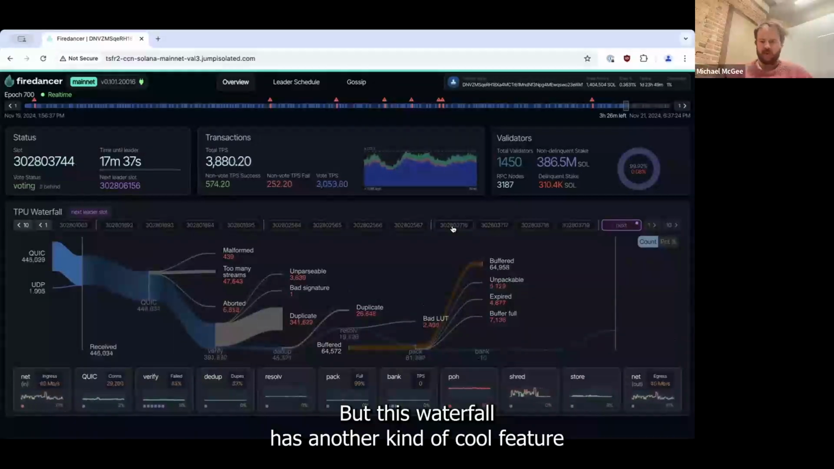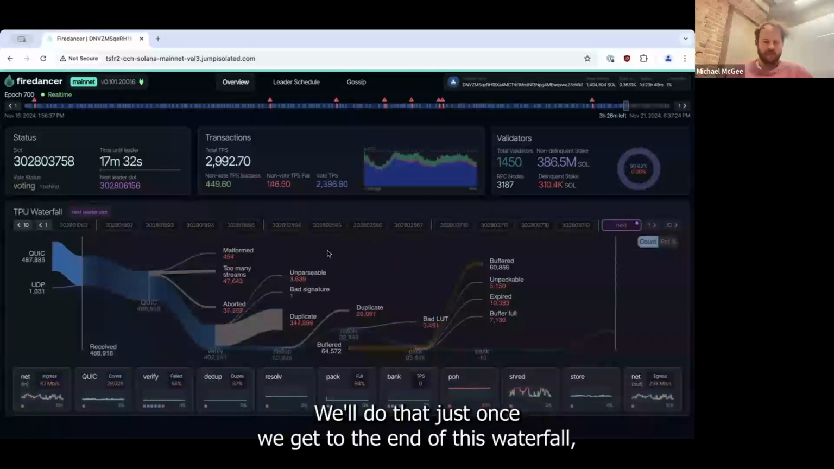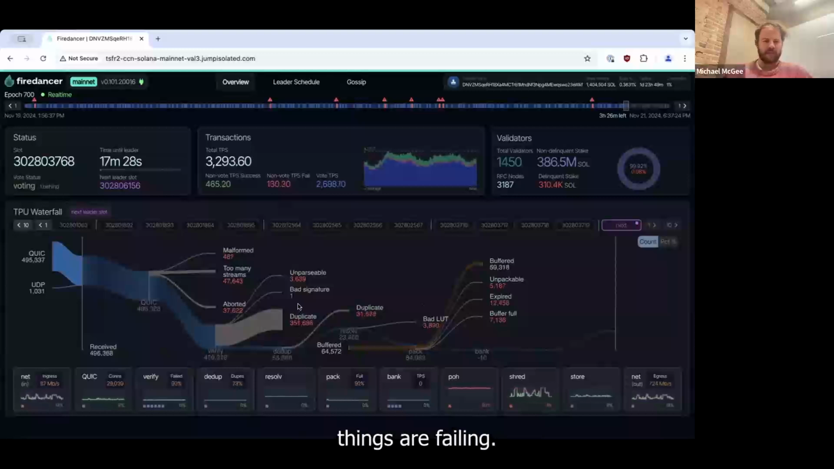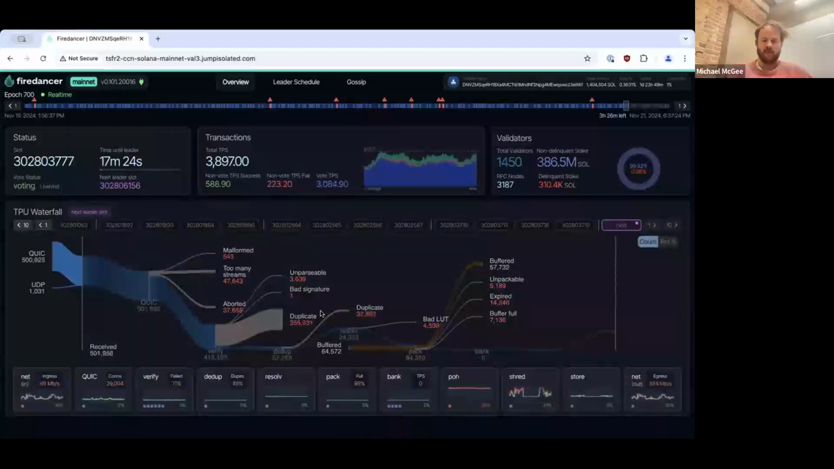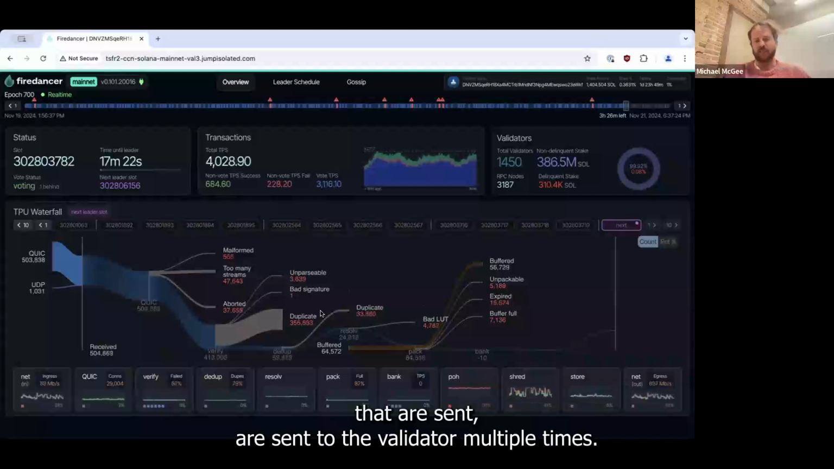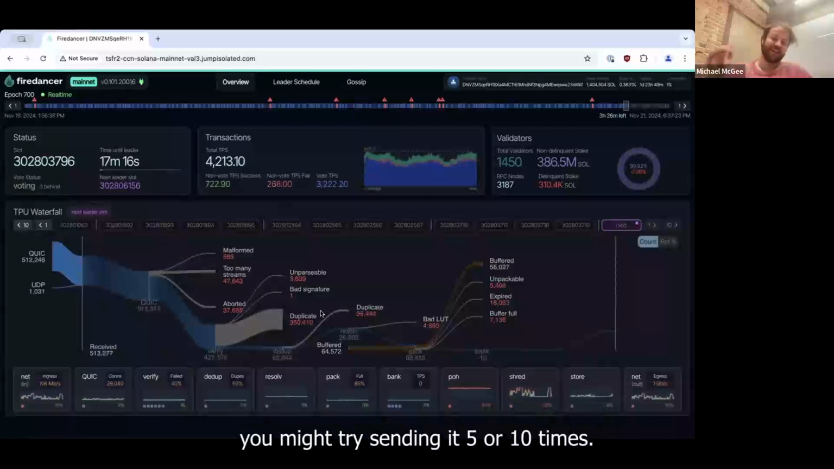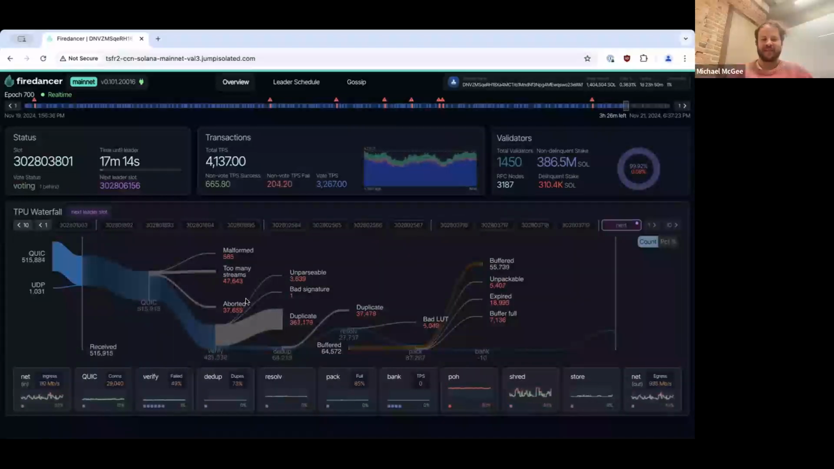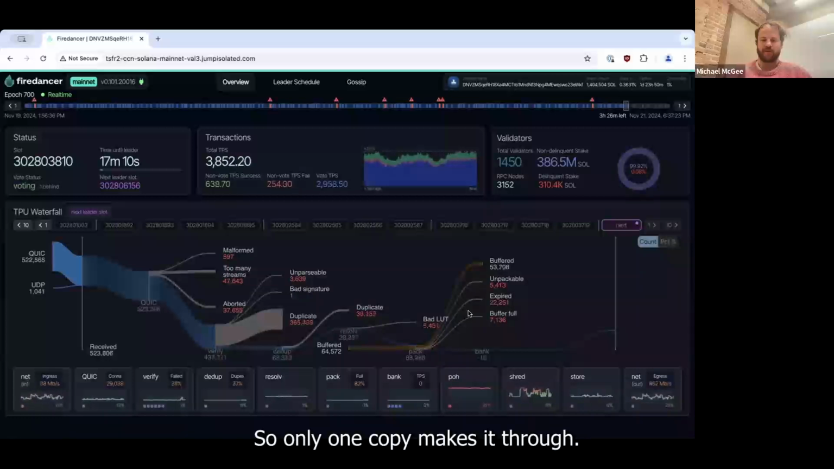Pardon me, but this waterfall has another cool feature where we show those slots that have already happened. We'll do that once we get to the end of this waterfall and see some of the other cases where things are failing. Duplicates are another big reason. A lot of transactions are sent to the validator multiple times. You can imagine if you really want your transaction to go through, you might try sending it 5 or 10 times. So the validator is just going to filter all of those duplicates out, so only one copy makes it through.